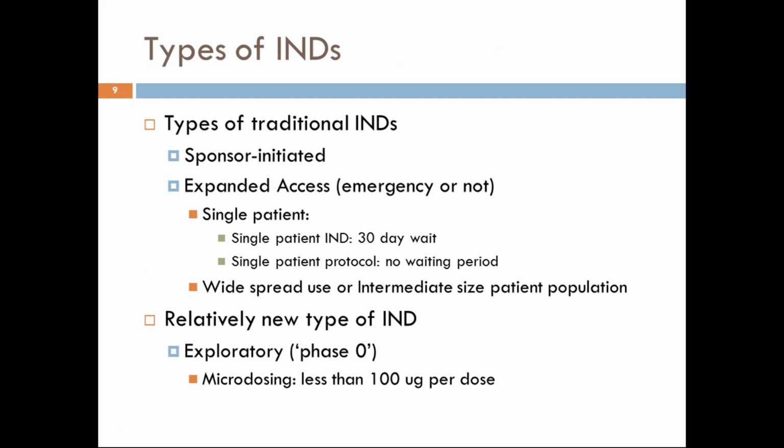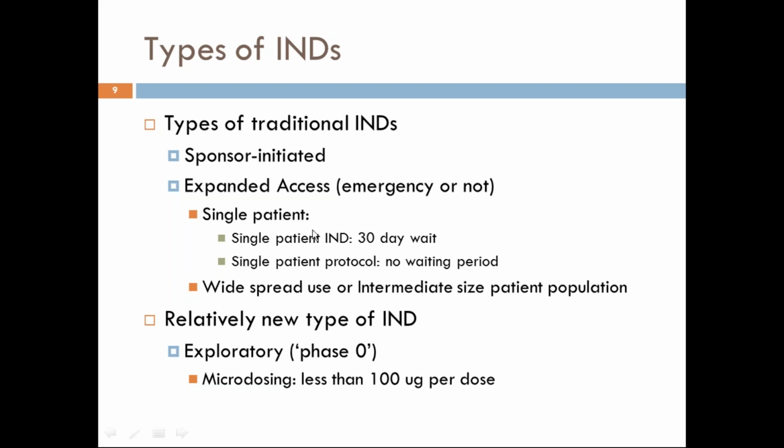So let's talk real quick about the types of INDs that exist. The main one that we typically use is sponsor-initiated. And again, a sponsor can be an investigator, or it can be a company that wants to do it and has approached UAB, saying, hey, can we do a clinical trial at your site? Or it can be investigator-initiated, when you have an R01 or maybe some internal funding and you want to do usually a smaller scale study in humans.